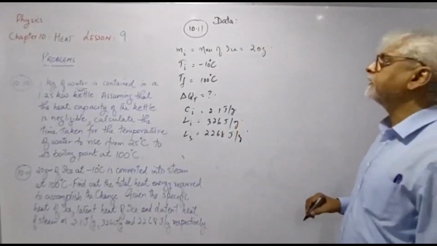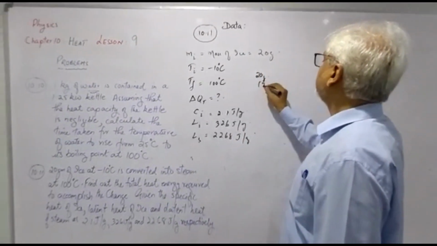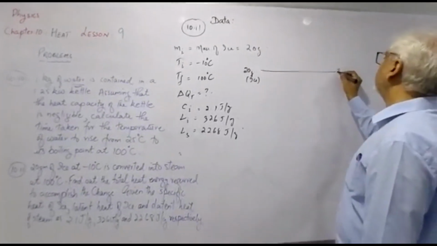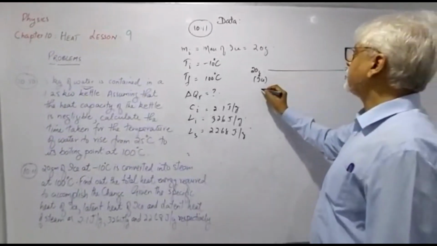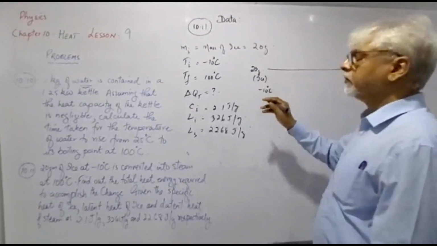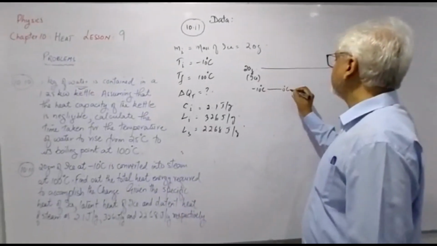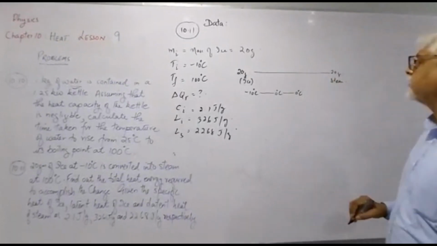Now, just remember that 20 grams of ice changes to 20 grams of steam. This temperature over here is minus 10 degrees. Now it goes through various processes. Minus 10 degrees, then it will come to 0 degrees. Then you have latent heat of fusion taking place over here.